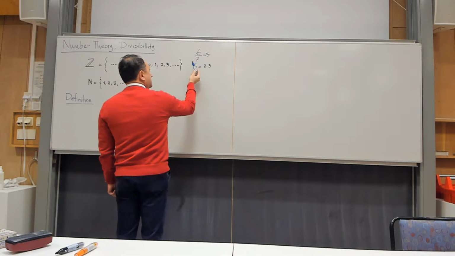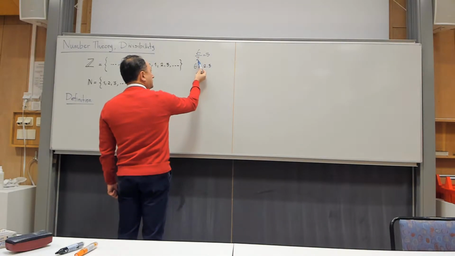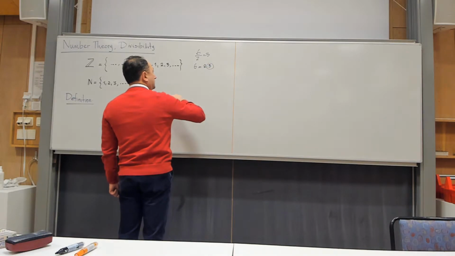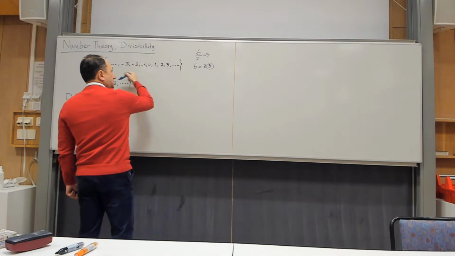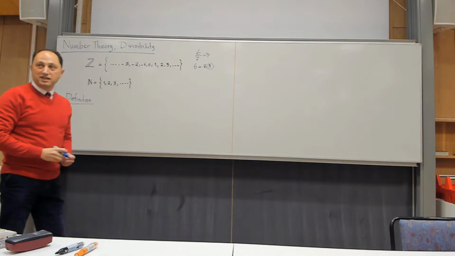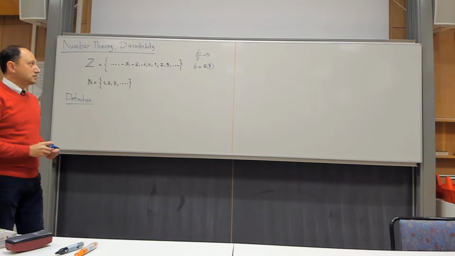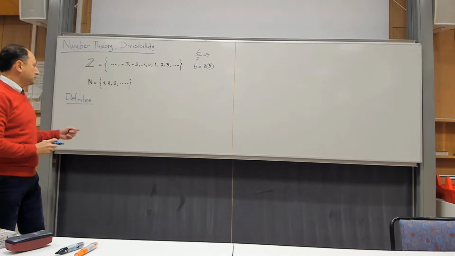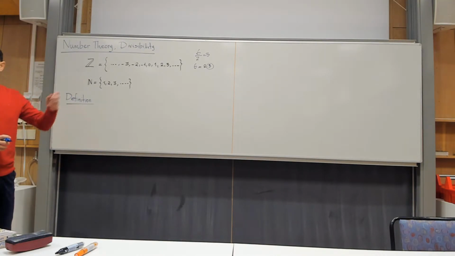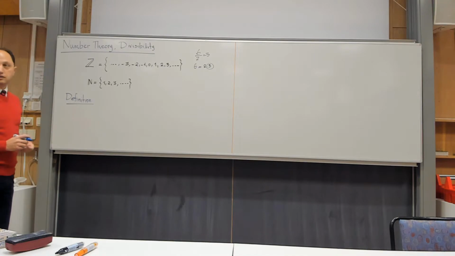So I say that 6 is divisible by 2 because I was able to find a number from this set such that when I multiply it by 2, it becomes 6. That's exactly the same idea. It seems that I am making things harder, but this is the language of actually number theory. Is that understandable? So now I want to write the same thing as my definition.